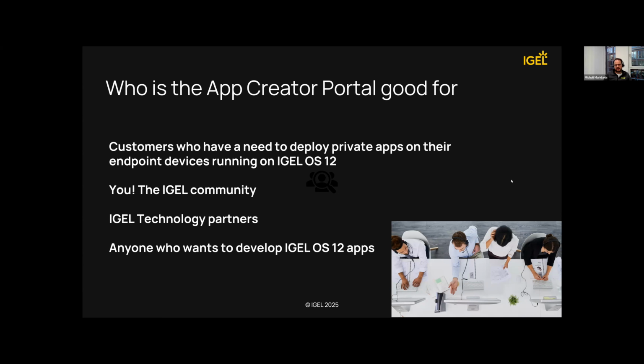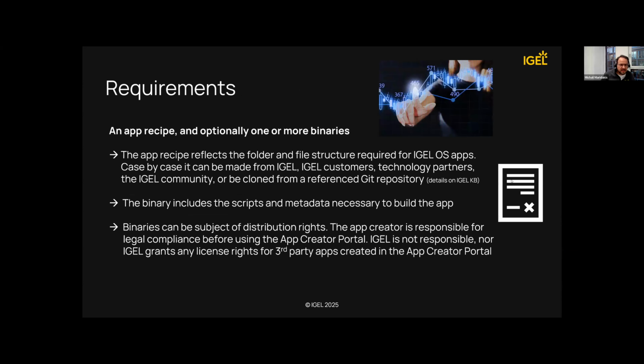So these are the categories today of people or customers, the IGEL community, or technology partners who can use the App Creator Portal. With that said, you will ask, okay, so I want to use it. What are the requirements for that? What do I need if I want to go to the App Creator Portal and create an IGEL OS 12 app? So basically, all you need is an app recipe, right? It's like becoming a little bit like a cook, so to say. You need an app recipe, and optionally, one or more binaries.